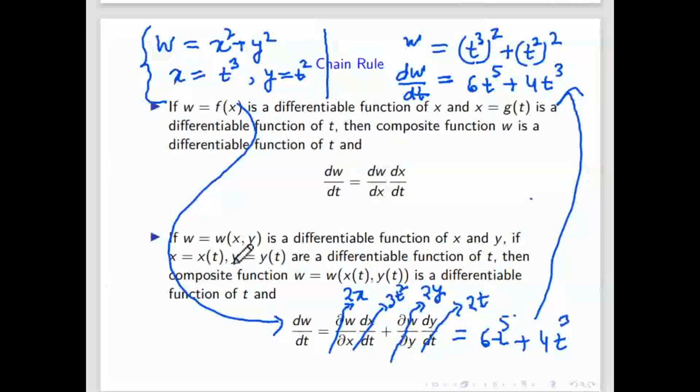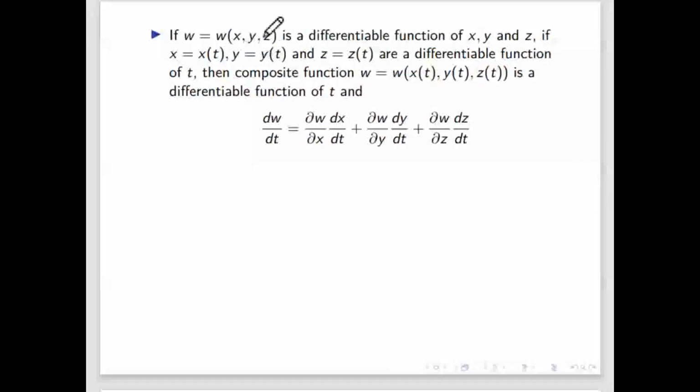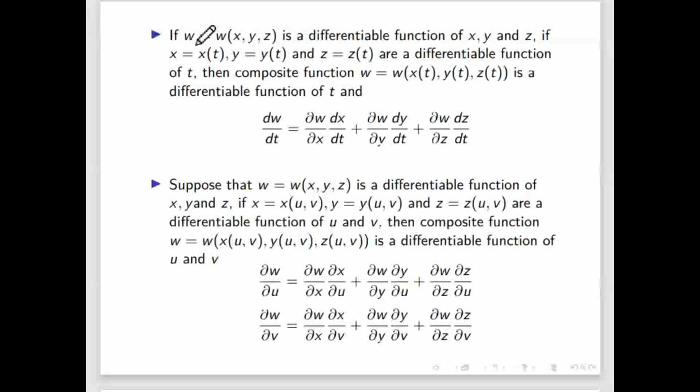So now we'll see, suppose w is a function of three variables x, y, z. x is a function of t, y is also a function of t, z is also a function of t. Then w will become a function of t only, and its derivative is del w by del x into dx by dt plus del w by del y into dy by dt plus del w by del z into dz by dt. So this is the chain rule when w is a function of a single variable. Now we'll see when it is a function of multiple variables. So this is the example. Here w is given as a function of x, y, z.